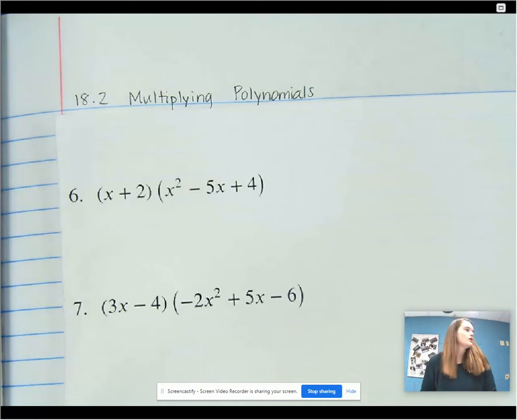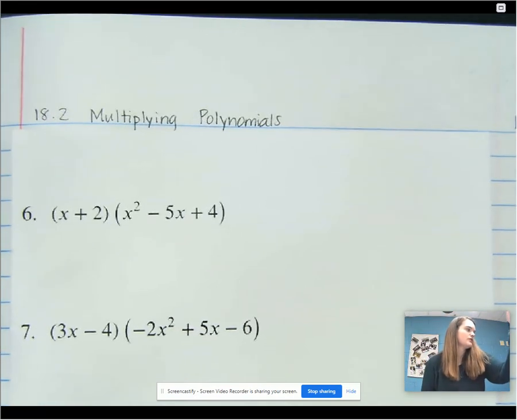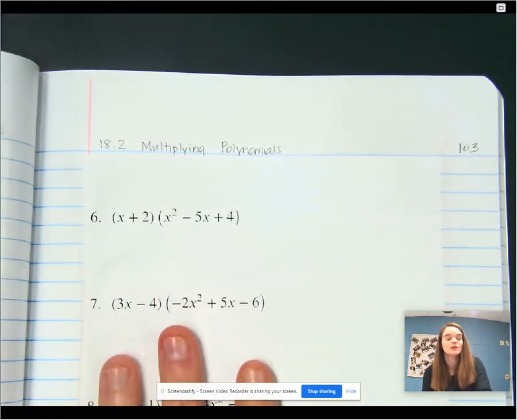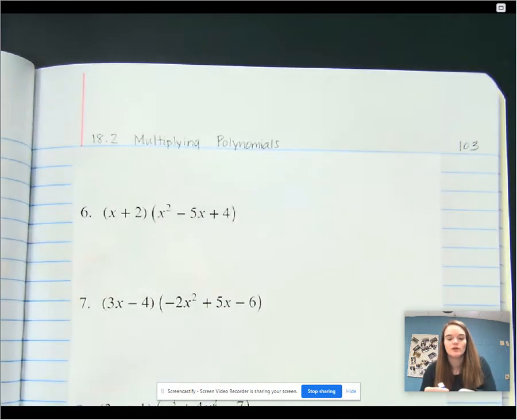All right, so we're on page 103. We're working with that 6 through 10 I told you we'd work with, and in the next video, this is already glued in because we didn't want to lose it. Mine's actually kind of falling out.